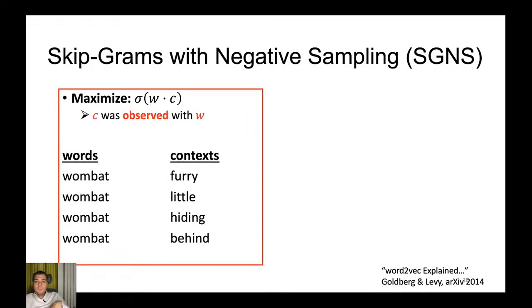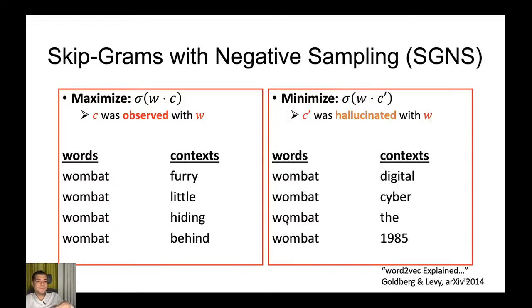Okay, so as we explained earlier, we have this multiplication between the word W and the context word C, and we obtain here. We want to maximize the output of the sigmoid applied on the product of the two words, given that the word C was observed in the same context with W. So here we have the word wombat that is observed in the same context with words like furry, little, hibernating, and so on.